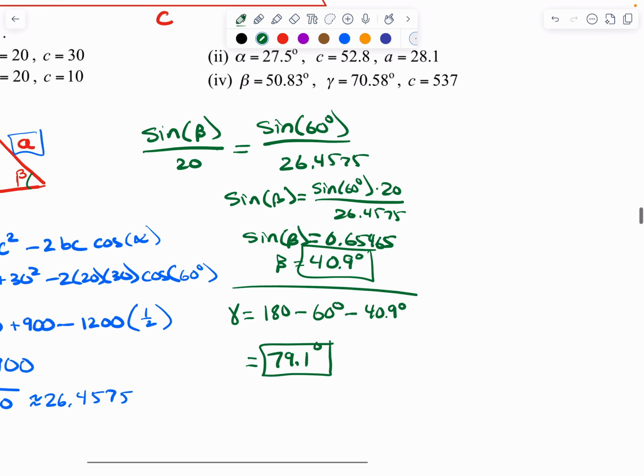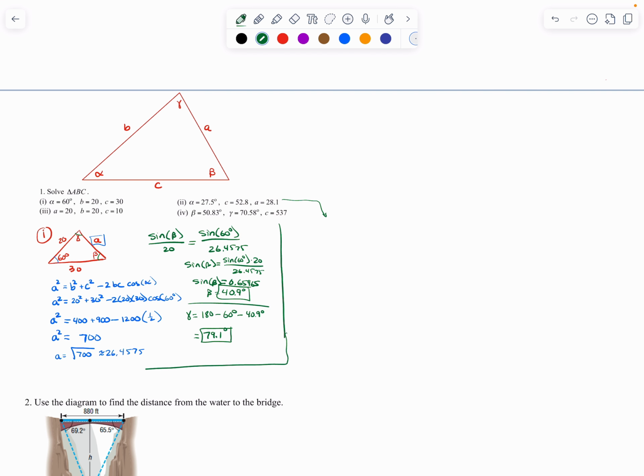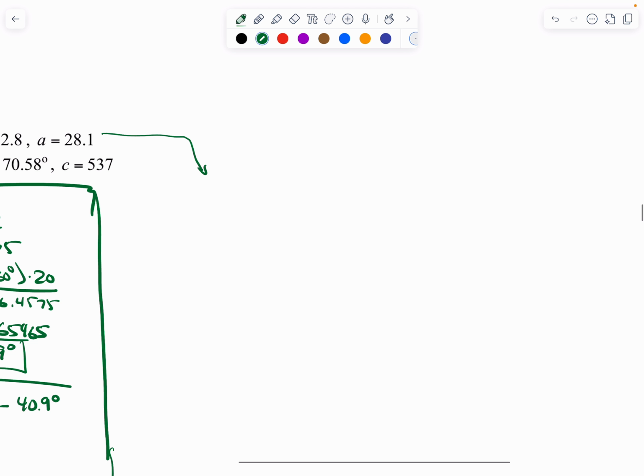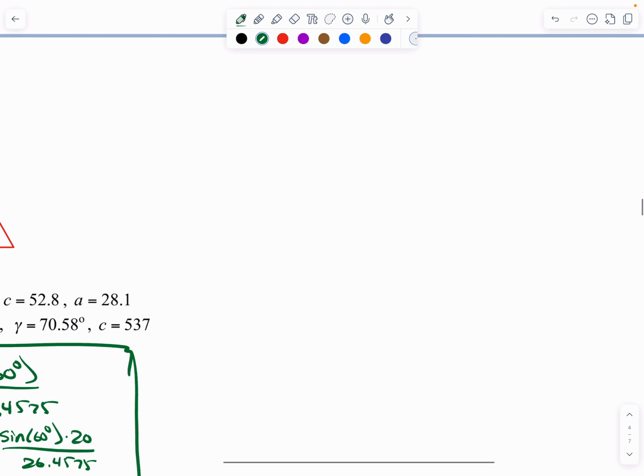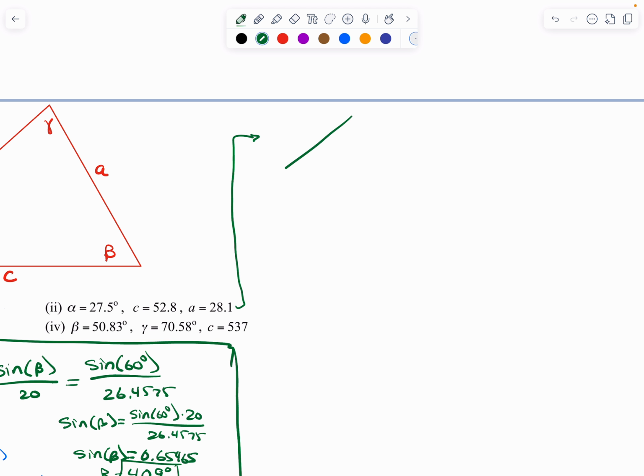All right, let's move on to number two here. So I'll put that over here. Let's make a little box, though I didn't leave myself much room. Well, we'll do our best. Maybe I'll put this up here since I have some room. Okay, draw the triangle first. Label the triangle. Alpha is 27.5. A is 28.1. C is 52.8.